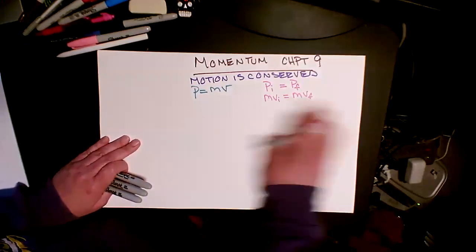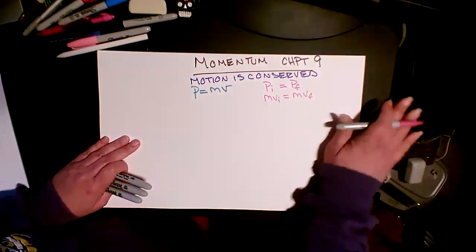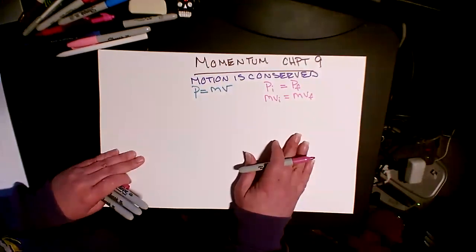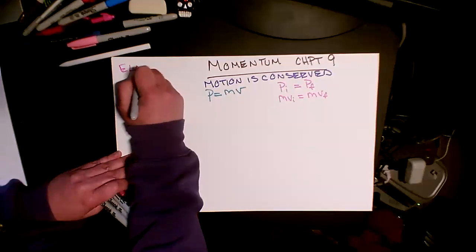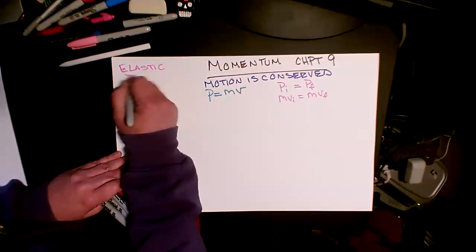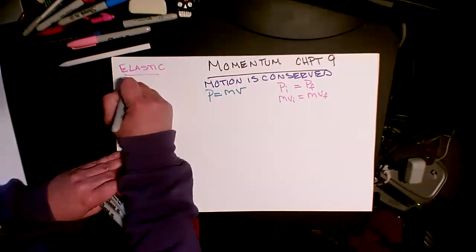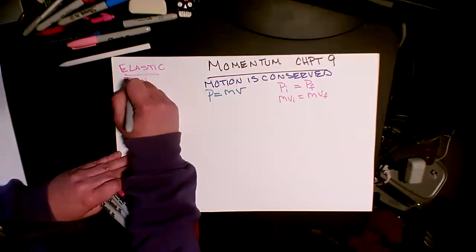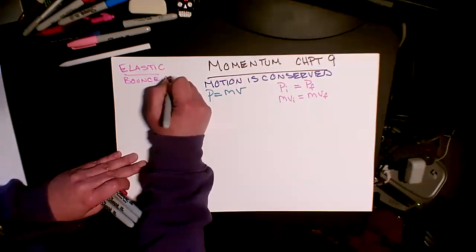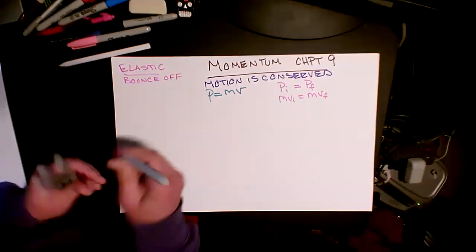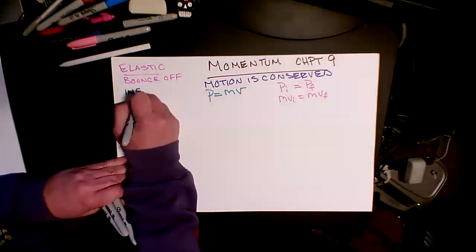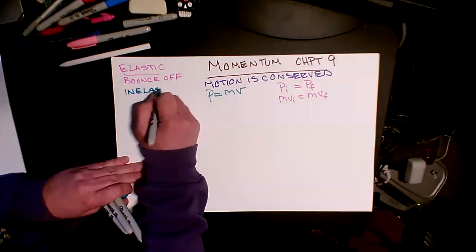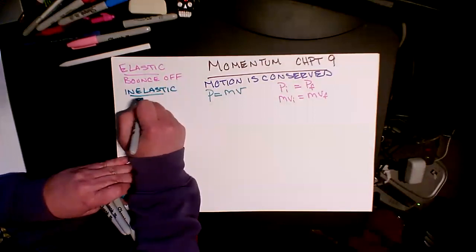So what we're going to do to make this more interesting is do things like crashing things into each other, letting them bounce off. So what I call an elastic collision, elastic, that means bouncing off. An inelastic collision, inelastic, is when they stick.